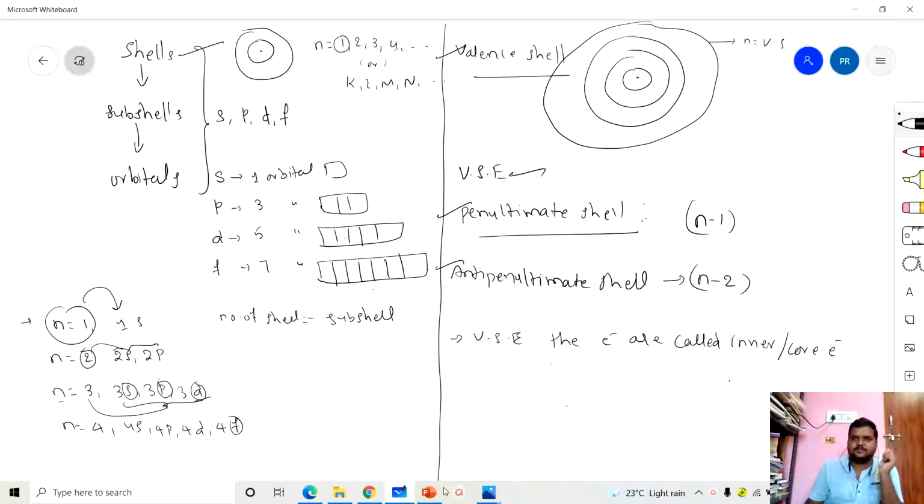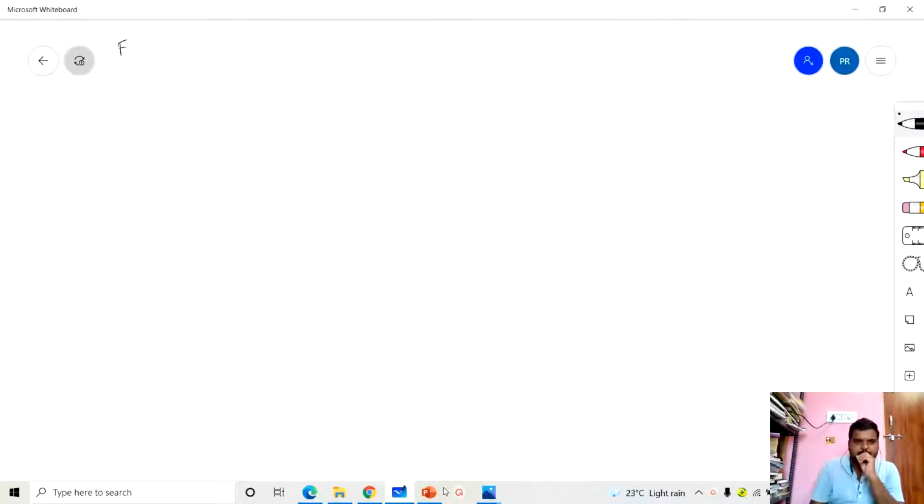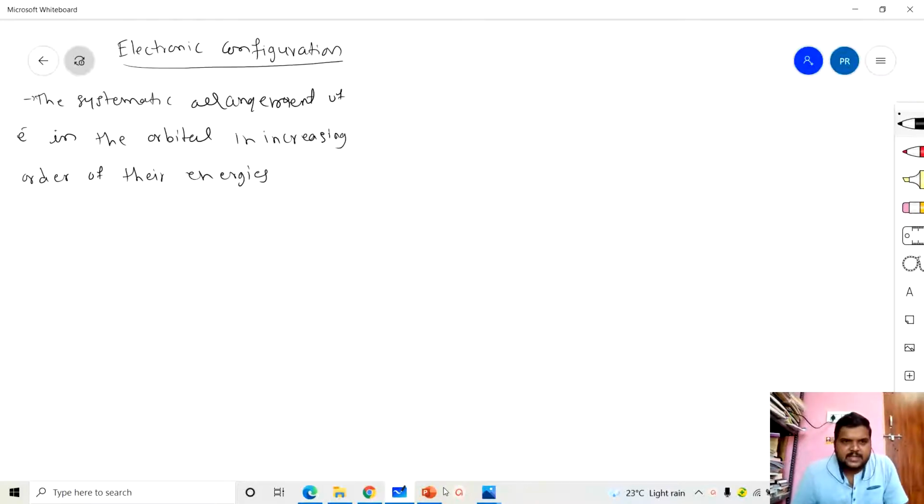Next, another thing we have seen: electronic configuration. What is it? Electronic configuration is the systematic arrangement of electrons in the orbitals in increasing order of their energies.